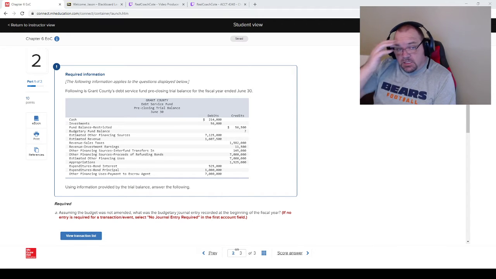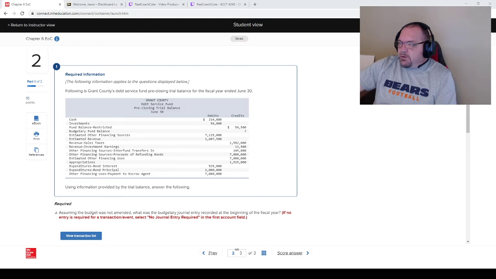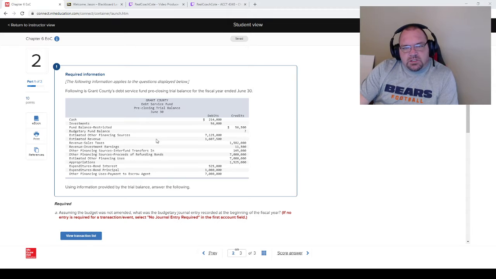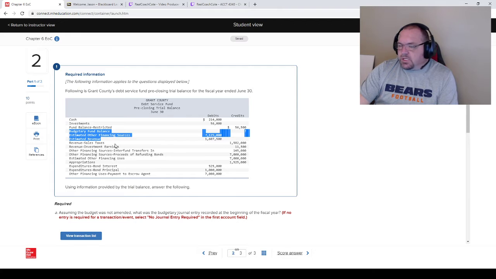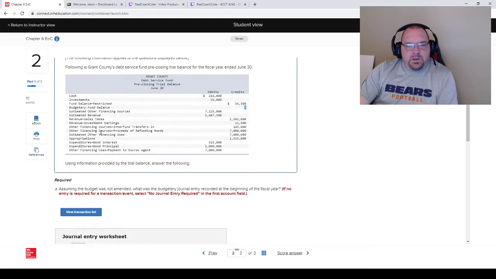All right, we got a pre-closing trial balance. You see some stuff here. We got cash, we got investments. Here's our beginning fund balance. Look here, these three are budgetary accounts. We'll deal with those. Look at this, we got to figure out that one. Question mark, right? We'll do that in a little bit.